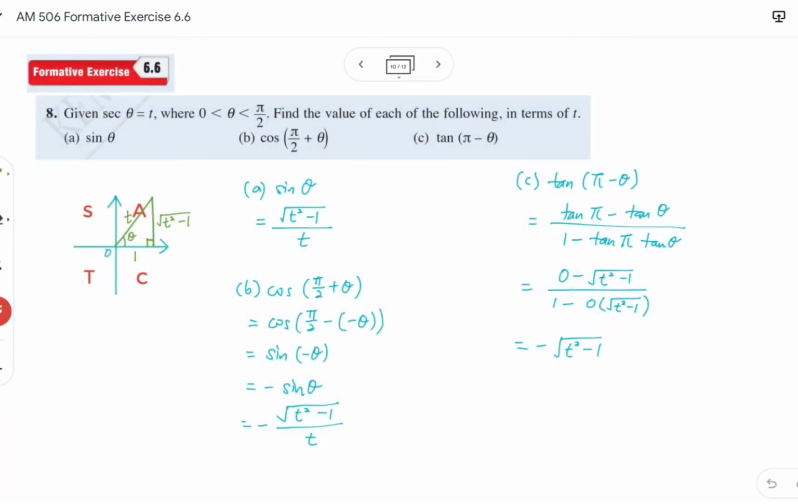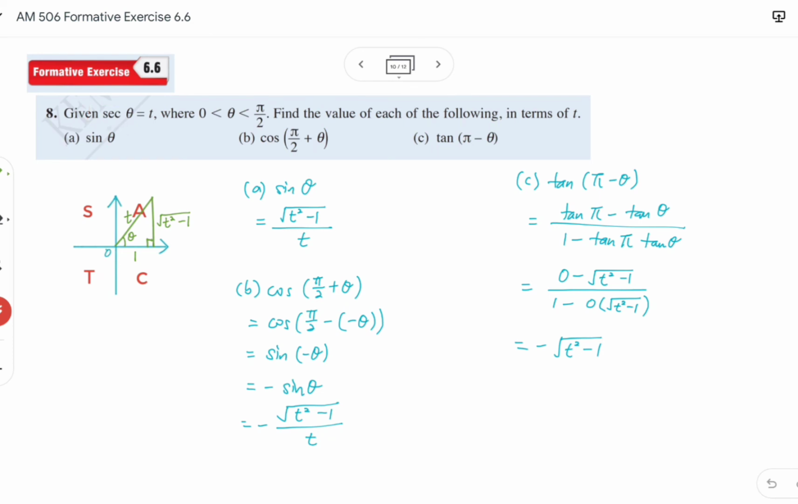Number 8. Given that secant theta equals t, where theta is from 0 to pi over 2. Find the value of each of the following in terms of t. A. Sine theta. So we can sketch the triangle before finding anything.